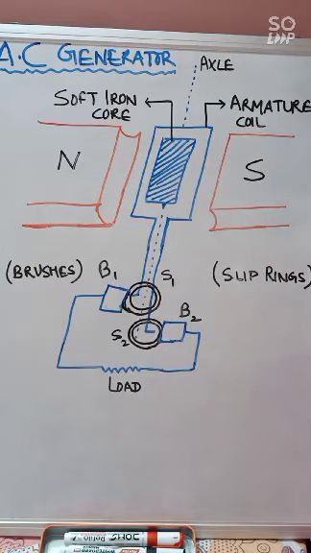This generator works on the principle of electromagnetic induction. I hope you remember electromagnetic induction: whenever there is a change in the magnetic field lines passing through the coil, there is generation of induced EMF, which will lead to the production of induced current, right? And what about the DC motor?